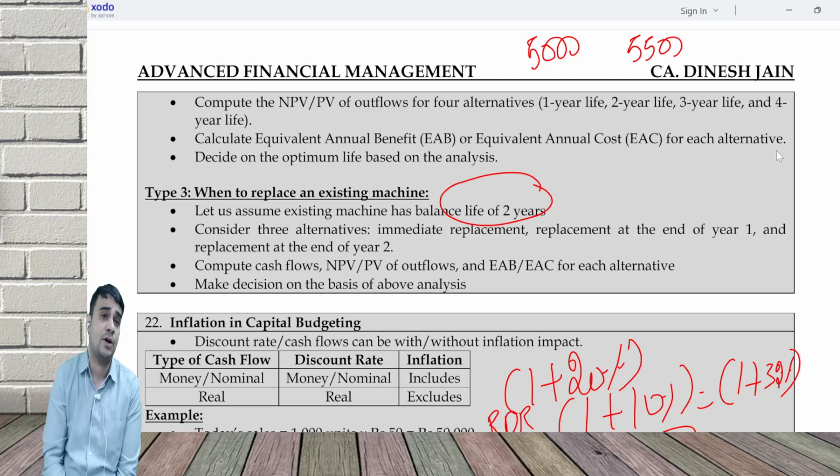1 plus money discount rate is equal to 1 plus real discount rate into 1 plus inflation. I don't remember a formula. Logic is money discount rate is RDR plus inflation. You cannot add percentages, so you add a 1 and then do multiplication.